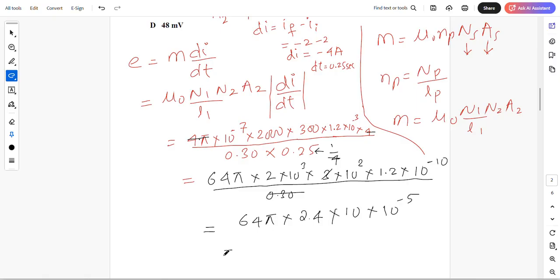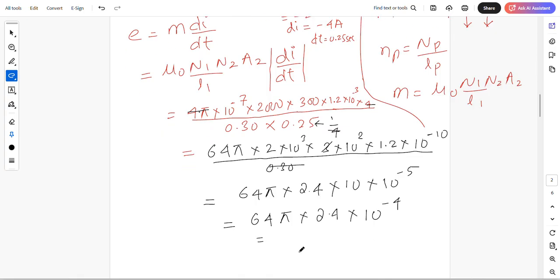Understood? That is equal to 640, no 64 pi, let it be 64 pi only, into 2.4 into 10 to the power of minus 4. That is equal to how much is 64 pi? 64 pi is approximately, you can take it as what? 201. Okay, 201 into 2.4 into 10 to the power of minus 4.